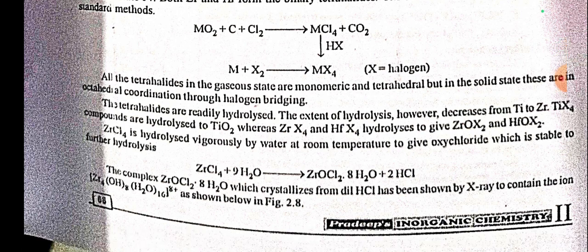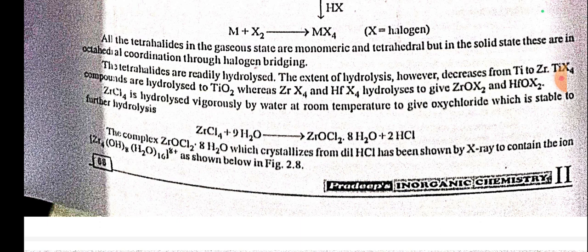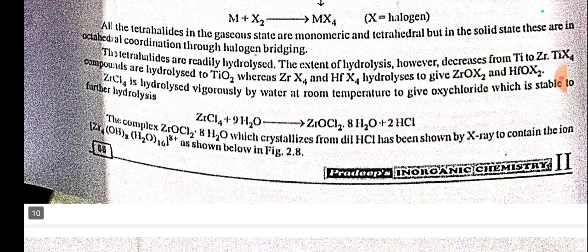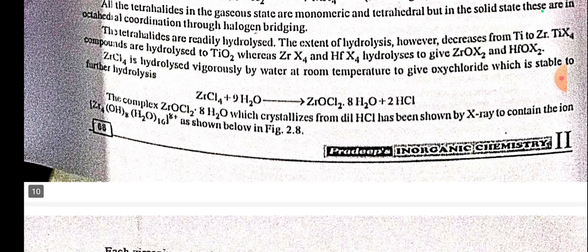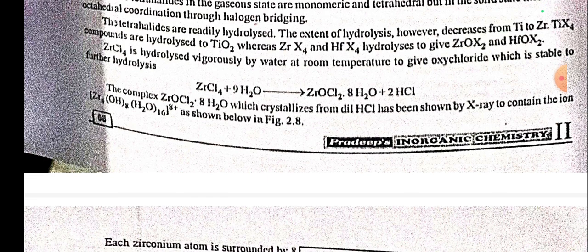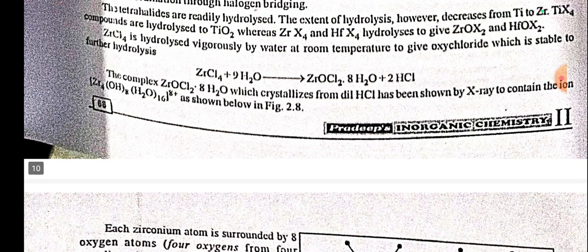All tetrahalides in the gaseous state are monomeric and tetrahedral, but in the solid state these are octahedral, with coordination through halogen bridging. The tetrahalides are readily hydrolyzed. The extent of hydrolysis, however, decreases from Ti to Zr. The TiX4 compounds are hydrolyzed to TiO2, whereas ZrX4 and HfX4 are hydrolyzed to give ZrOX2 and HfOX2. ZrCl4 is hydrolyzed vigorously by water at room temperature to give oxychloride and is stable to further hydrolysis: ZrCl4 plus 9H2O gives ZrOCl2.8H2O plus 2HCl.